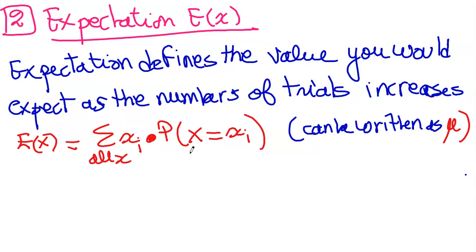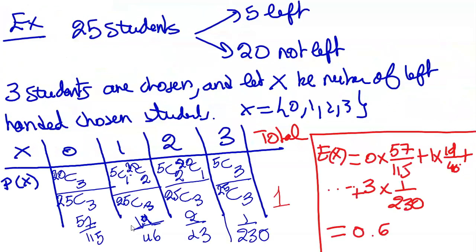Second part, expectation E of x. Expectation defines the value you would expect as the number of trials increases. First, how do you find the expectation? It's the sum of x times the probability, and also we can write it as mu. To understand what this means, expectation, let's do an example. I have this example here.